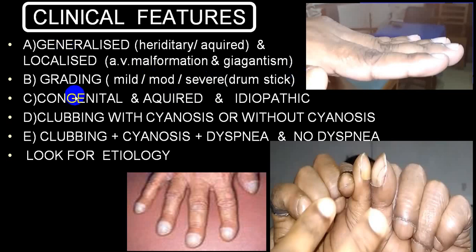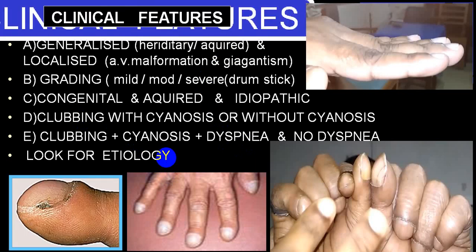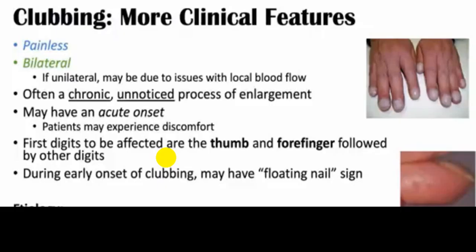Depending upon the etiology: congenital, acquired, and idiopathic. And clinical finding wise, clubbing may be with cyanosis or without cyanosis, or may also be associated with symptoms like dyspnea or no dyspnea. So depending upon that, you can approach. Now, whenever you want to first identify clubbing, there are certain things which are being observed.